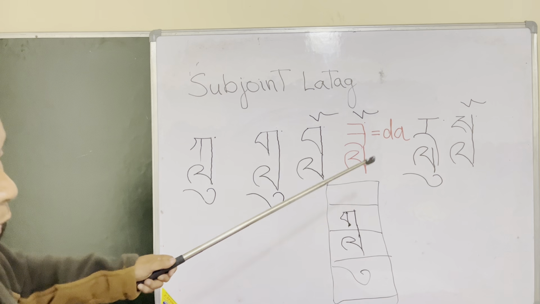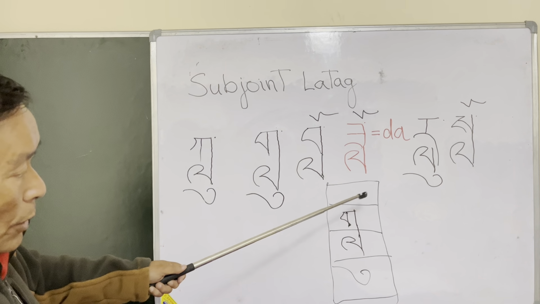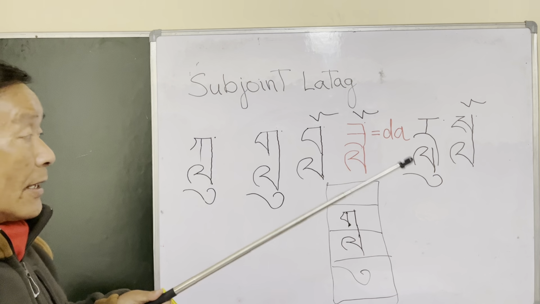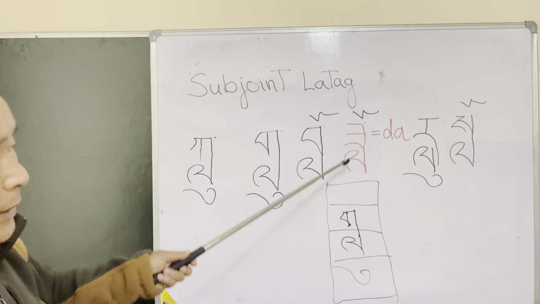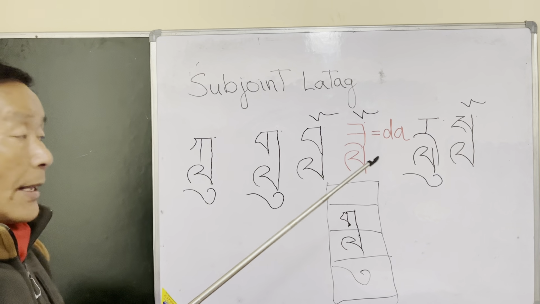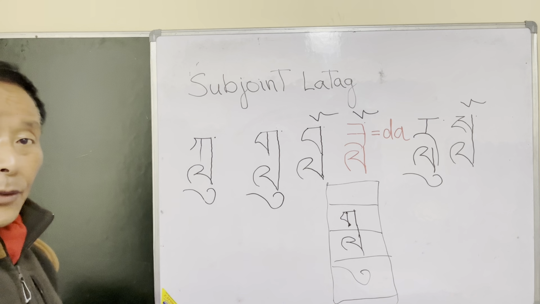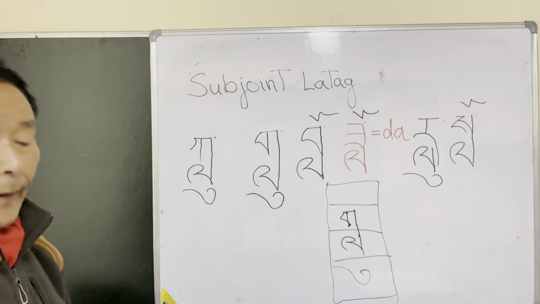Now we have one more that we will do tomorrow. That's pretty easy. It's really easy. And then with this vertically, we are done. And you can soon read a religious text.